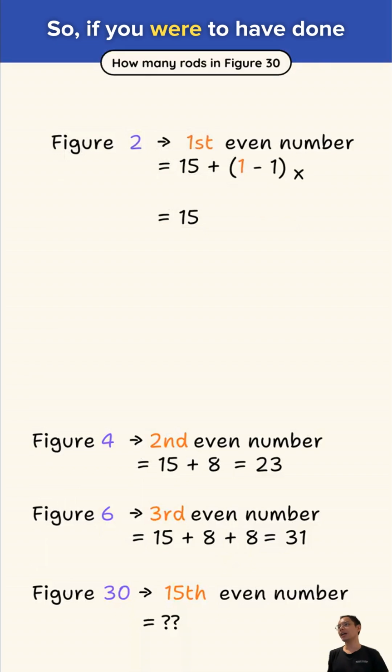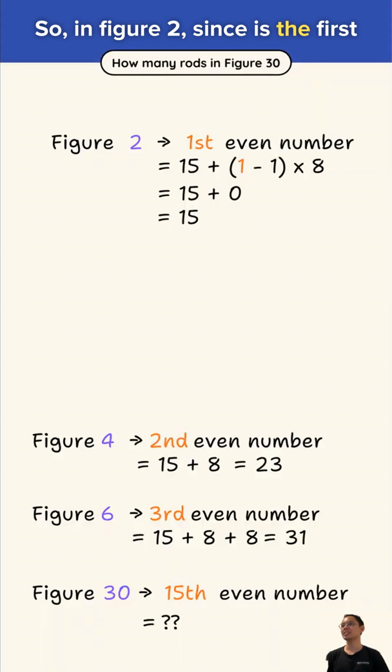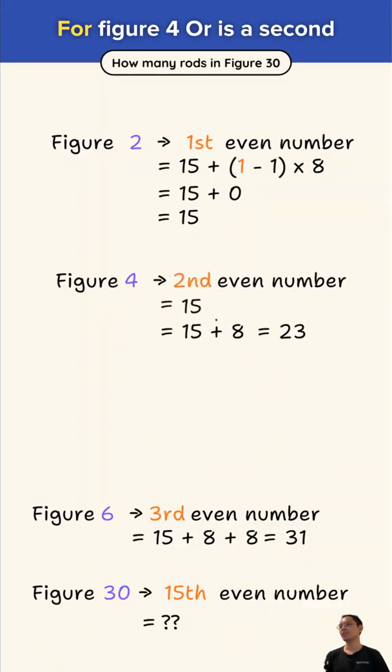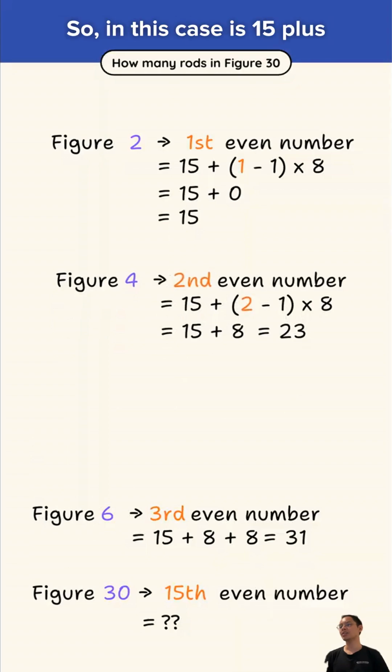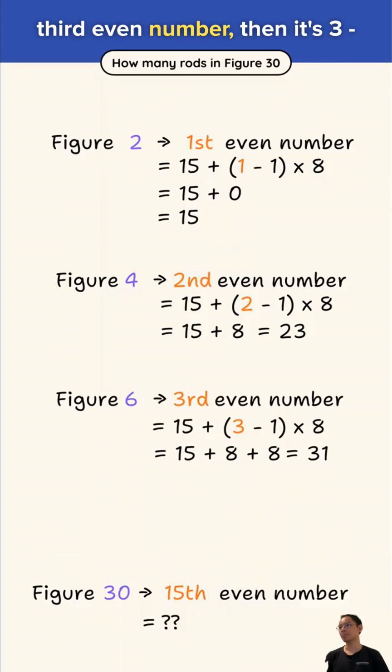For this kind of question, usually the equation will be the starting number 15 plus the position number, the first even number, minus 1, times the adding number, which is 8. In figure 2, since it's the first even number, it's 15. For figure 4, it's the second even number, so it's 15 plus bracket 2 minus 1 multiplied by 8. For figure 6, since it's the third even number, it's 3 minus 1 times 8 plus 15. This gives us 31.